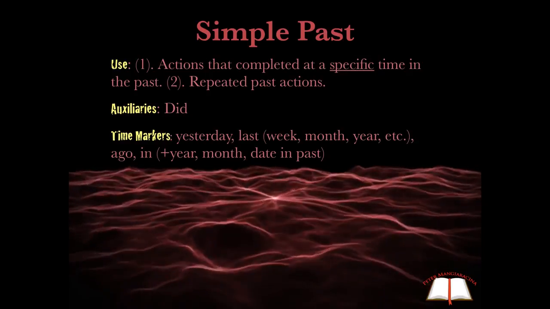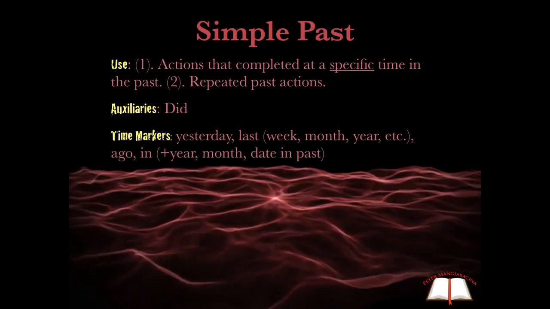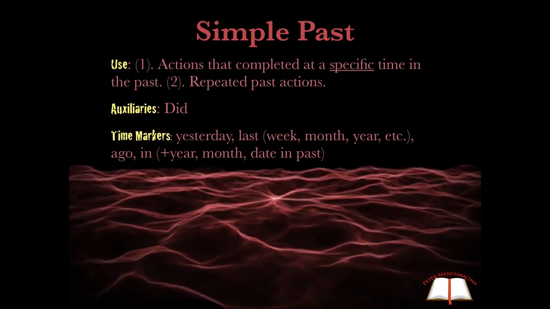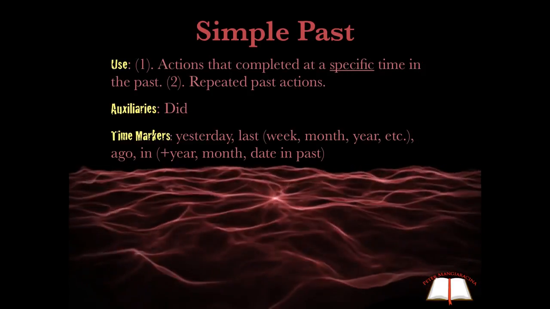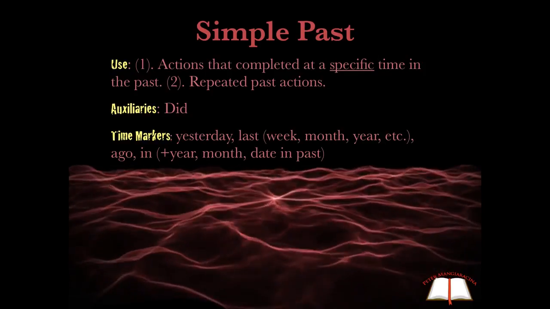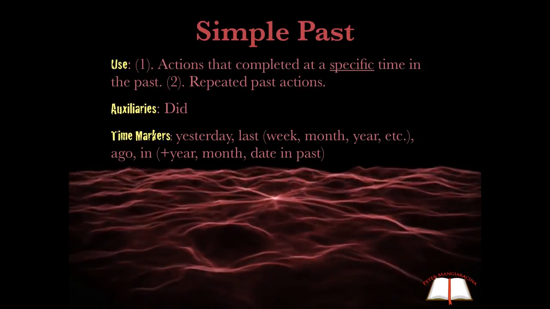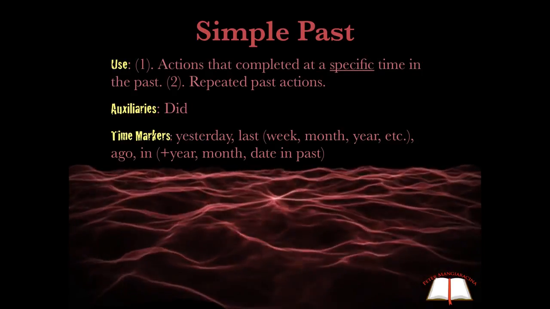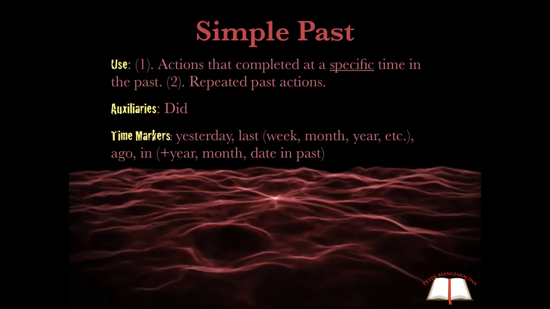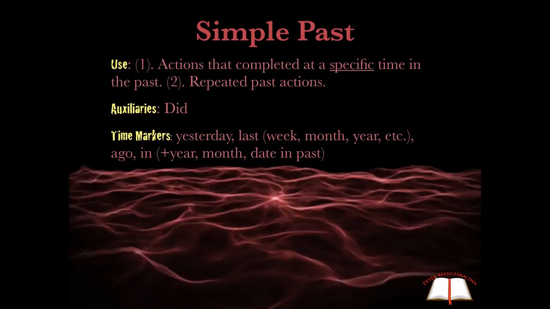So we say, when I was a child, I went to church every Sunday. That is an example of a repeated past action. The auxiliary for the simple past is did for all persons. First person, second person, third person, and all of the plurals. There's only one auxiliary.